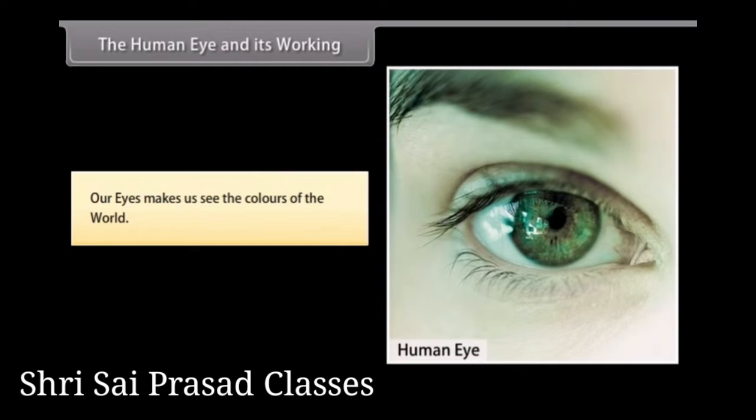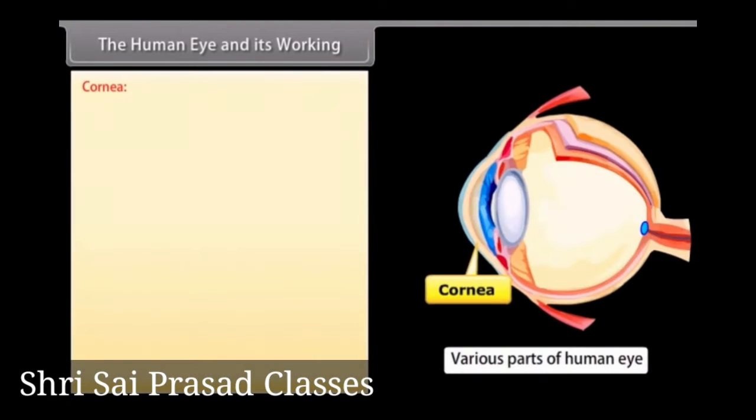The human eye has a crystalline lens and it works like a camera. Various parts of the eye along with their functions are: Cornea. It is the transparent bulge on the front surface of the eyeball. Light enters the eyes through the cornea.